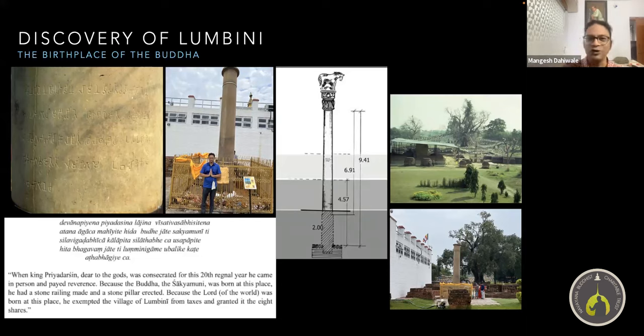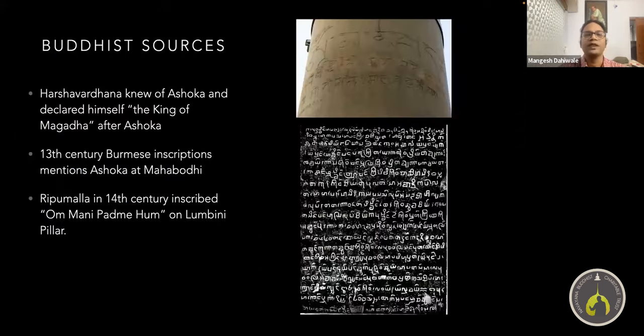But I'm going to focus on Lumbini, because this is what is written in Lumbini. Ashoka went there and erected the pillar, the Ashokan pillar, and on the top there was a horse. Ashoka has written there that here the Buddha was born. And that's how the place related to the birth of the Buddha was discovered.